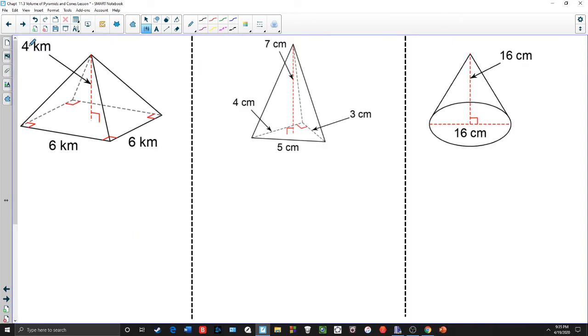So let's work out 3 examples here just to show you. One for square, one for triangular, and one for cone. So we'll do one of each type. For a square base pyramid, this is a square pyramid because it's 6 by 6 and has a height of 4.